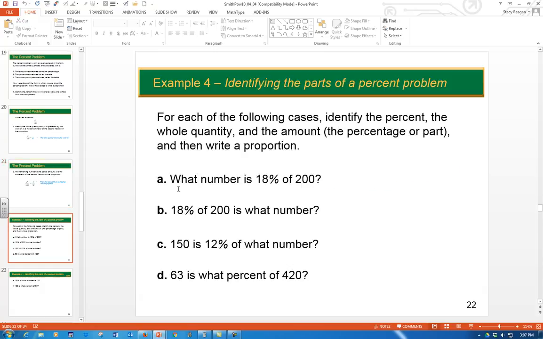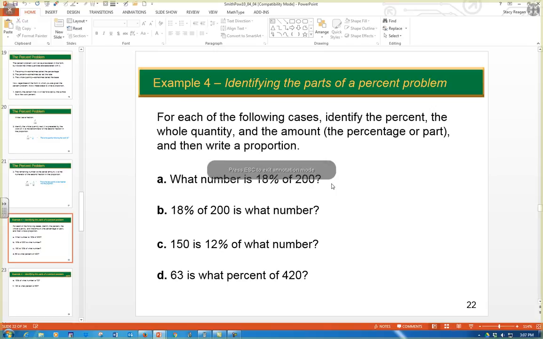So when we look at our sentence, what number is 18% of 200? What we want to do is label the pieces of our problem. When we're looking at this one, it's really easy to identify the percentage first. 18% would be the percentage. So if I were just looking at this problem, I would take my pencil and write a P over the top of that 18.